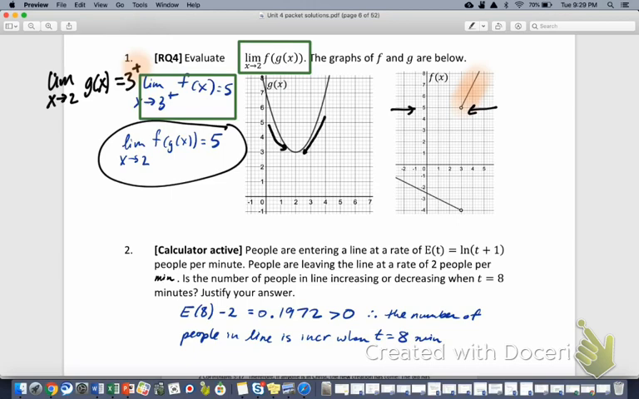Okay, number 2 is one of those water tank questions, a rate in, rate out. So people are entering a line at a rate of E of t. People are leaving the line at a rate of 2 people per minute. And we want to know if the number of people in line is increasing or decreasing when t equals 8. So what I have done here is put a box around this. I've calculated E of 8 minus 2, and I've gotten positive 0.1972, which is positive, and that means that the number of people in line is increasing when t equals 8.